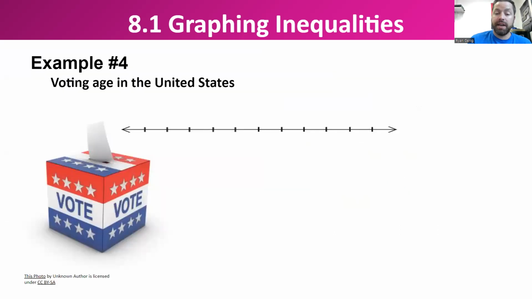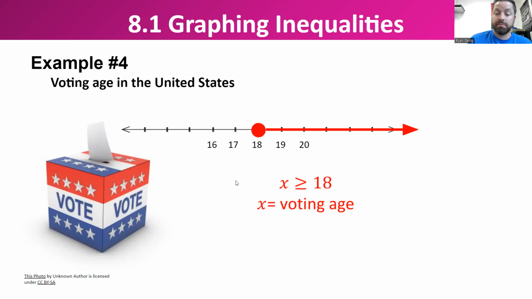Voting age in the United States. If you didn't know, it's 18. If you're 18 years old, you can vote. Since that 18 is included, we need to fill it in, and anybody older than 18 can vote. All the numbers above 18 would be colored in, including the number 18. So we would say x is greater than or equal to 18, where x stands for your age.